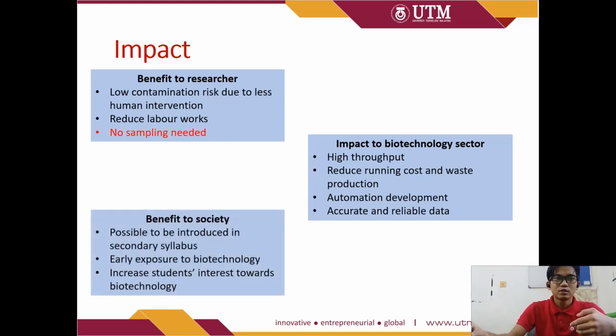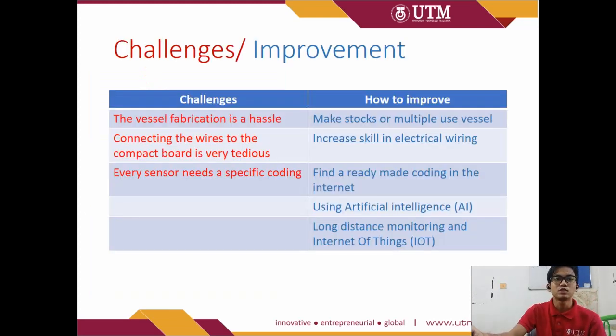The third impact is toward the society, where it is possible to introduce this minibioreactor prototype to the secondary school syllabus. From there we can serve early exposure towards biotechnology amongst the students, and from there we can increase their interest in biotechnology, and hopefully we can produce young talents in the future.